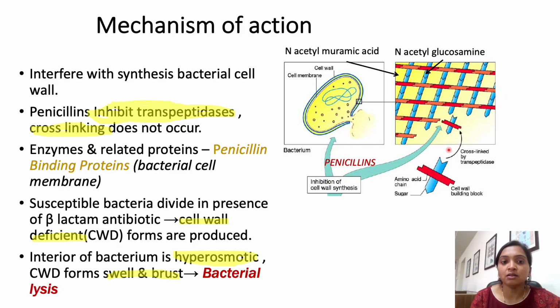So this is the mechanism of the penicillin group of antibiotics, and even cephalosporins, which are beta lactams, also act by this mechanism.